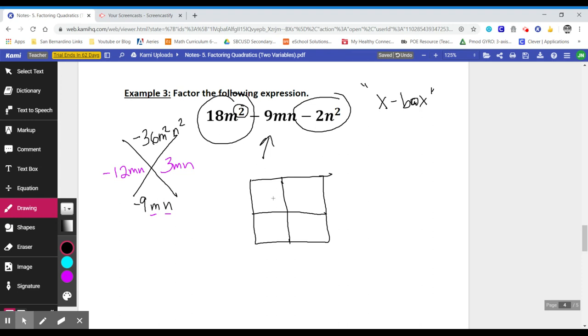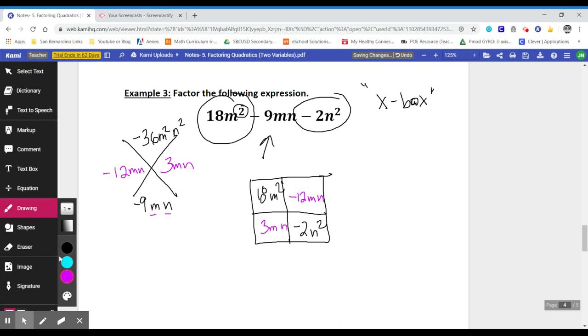So the first term goes in the top left corner. That would be 18m squared. That came from here. The last term goes in the bottom right corner. That is the negative 2n squared. That came from there. And then the answer to the diagonal that I just got, the correct combination, would be negative 12mn and then 3mn.